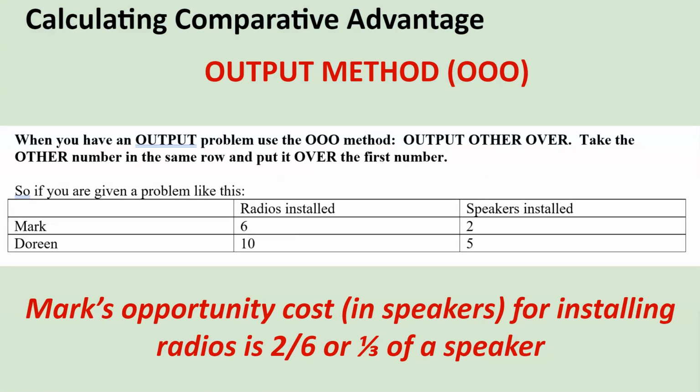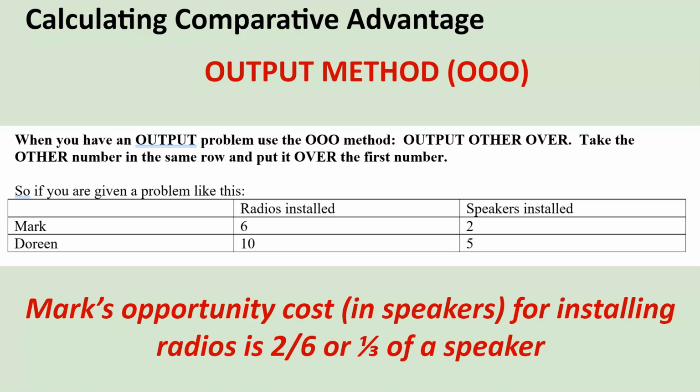Now let's look at the output method. This is what I call, kind of jokingly, the OOO method. The output method is basically take the output of the other and put it over the item you're looking at. So if we're looking at radios installed, we would take the 2 from the speakers and put it over the radios. So it's 2 over 6, or 1/3 of a speaker that Mark is giving up in order to install a radio. So he'd be giving up 2 over 6. In the speakers, he'd be giving up 6/2, or 3 radios in order to install a speaker.